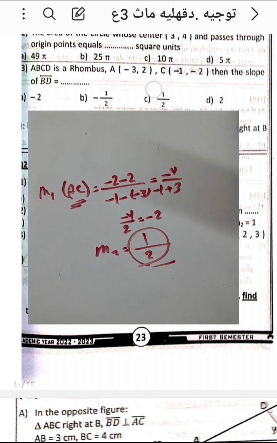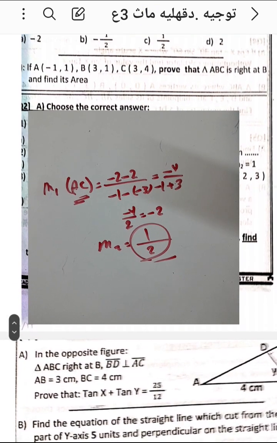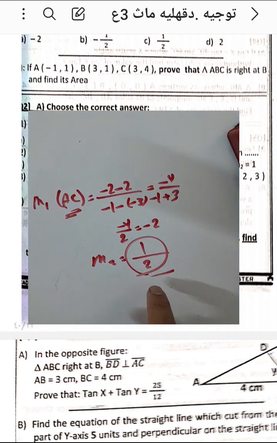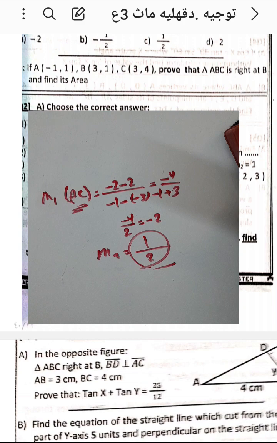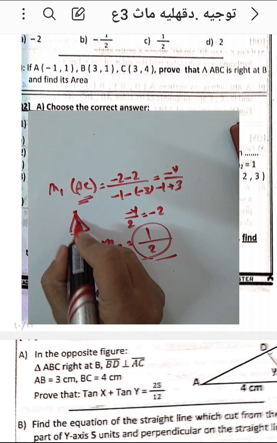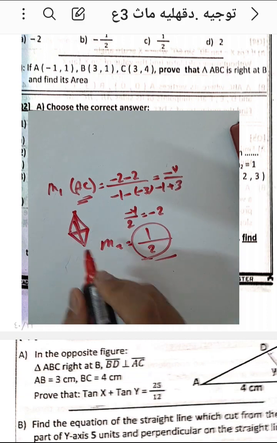Okay, let us see. Okay, I solve this example from 1 minute. Okay, but I choose here half. I repeated the solving. About steps, two diagonals in rhombus was perpendicular. Understood?